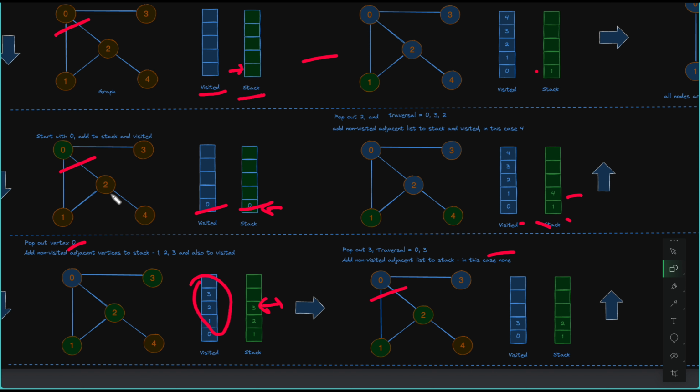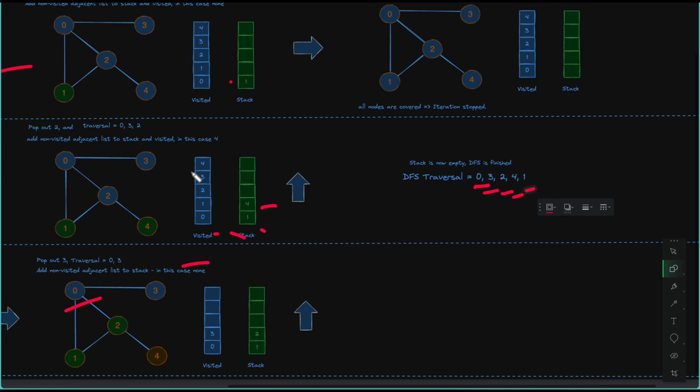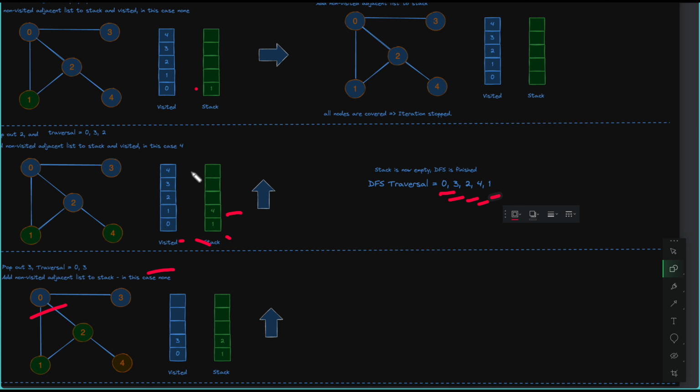And then the traversal would have changed a bit. So they are not always unique. And now let's jump into the recursive part.